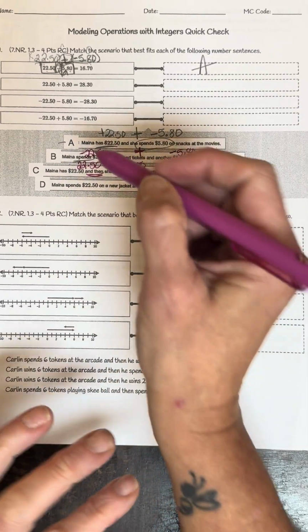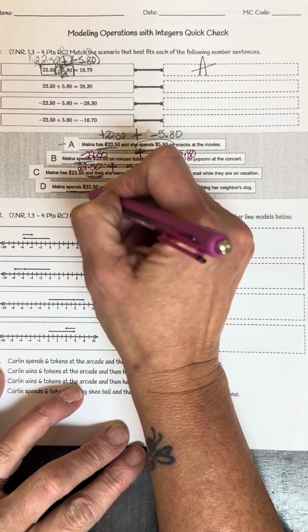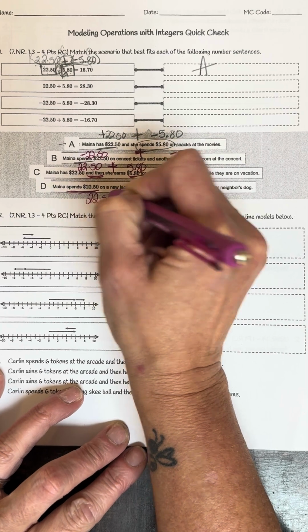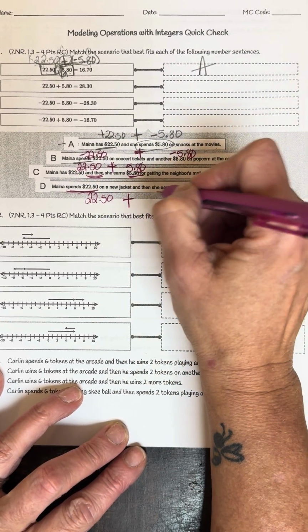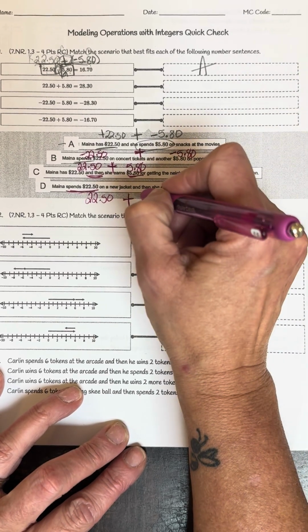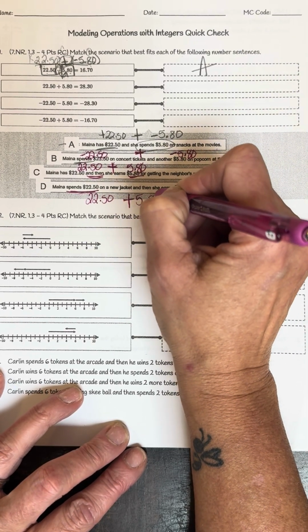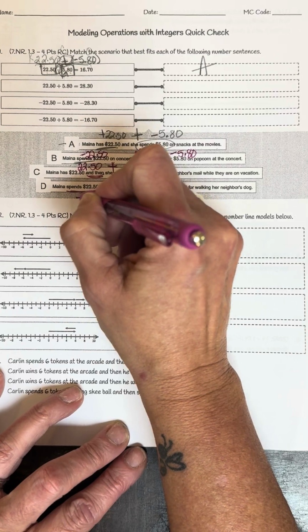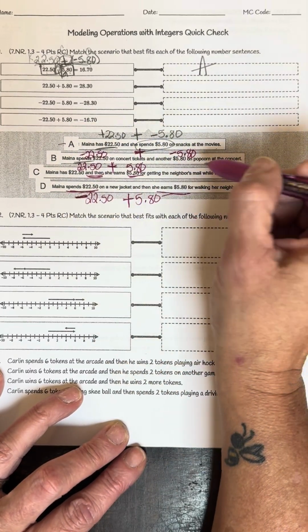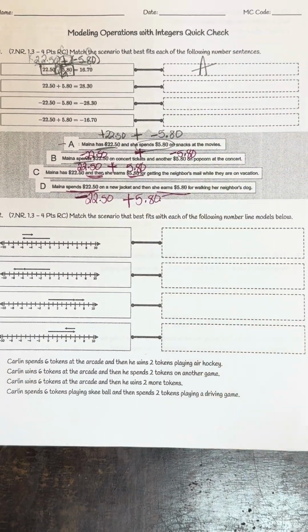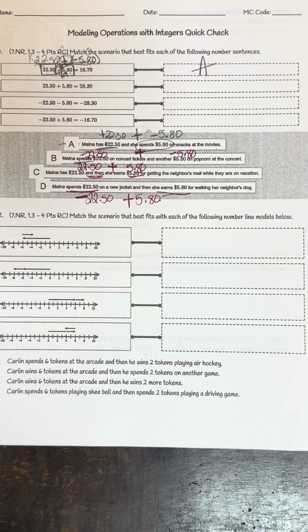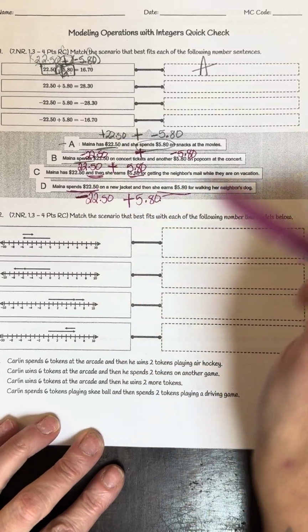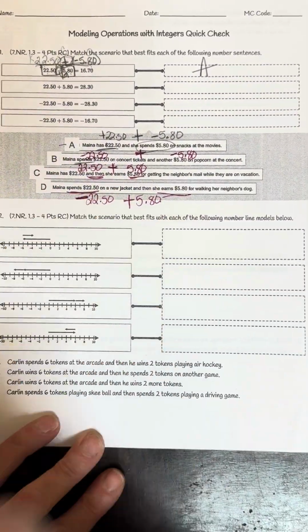And then on this one, she's spending $22.50 on a new jacket. And then she earns $5.80. Oops, spends $22.50. That's a negative $22.50. And then she earns $5.80 for walking the neighbor's dog. Okay? So now, looking at these, how do they match up here?